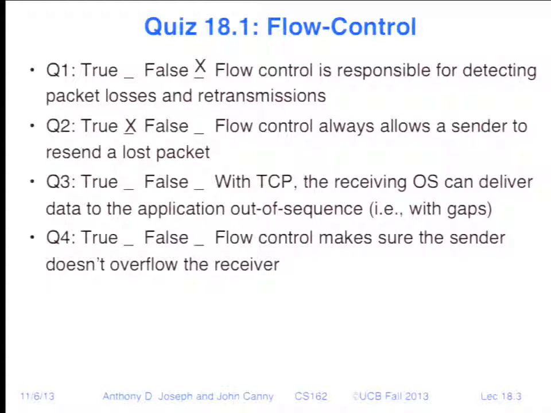Well, flow control is associated with the network layer, with TCP, not with IP. All right, so next one: with TCP, the receiving OS can deliver data to the application out of sequence. False. It goes out of sequence possibly to the receiver, but when it's rebuffered, it's going to go up in order.